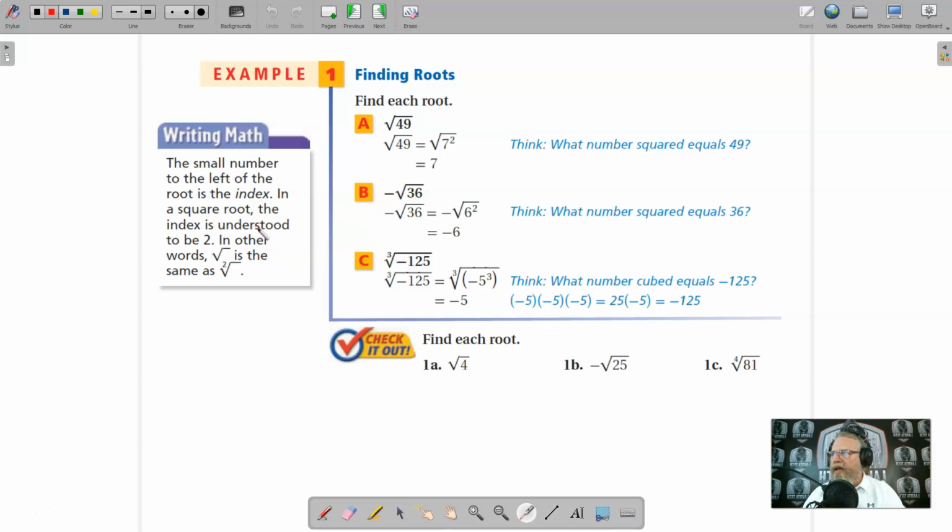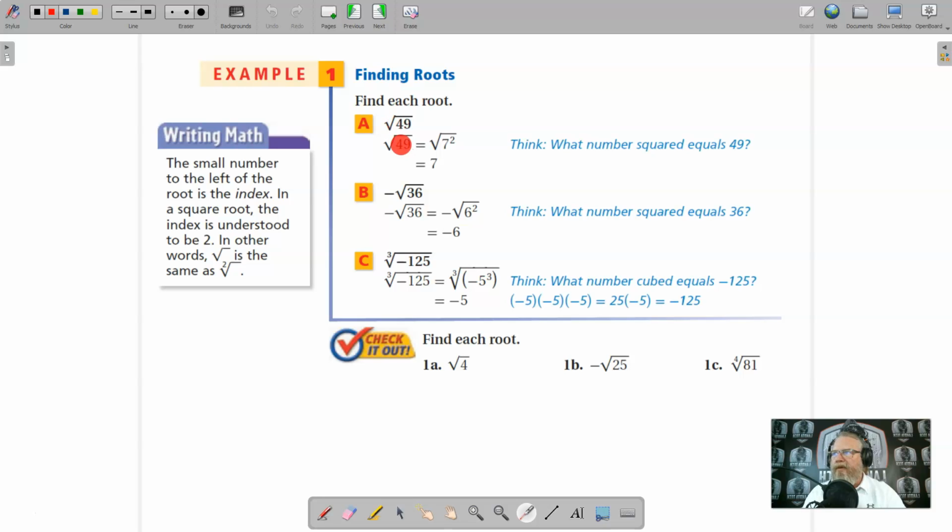In a square root, the index is understood to be 2. For instance, if you look at examples A and B, you see that there indeed is not a 2 in the place of the index. In other words, the square root symbol is the same as the second root. So what they're saying here is that despite the fact that there is not a 2 in the place of the index, we understand that we are looking for the second root, or that is to say the square root of that number. So here in example A, we have square root 49.